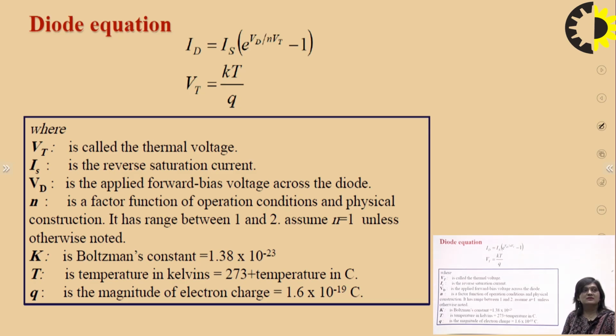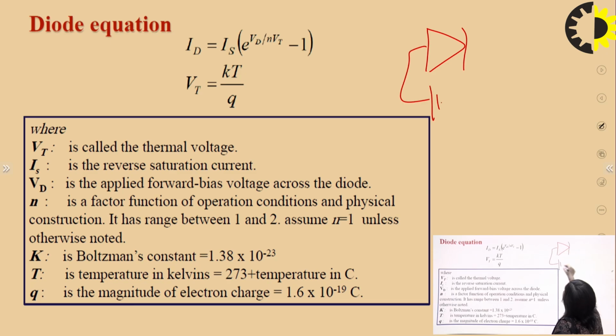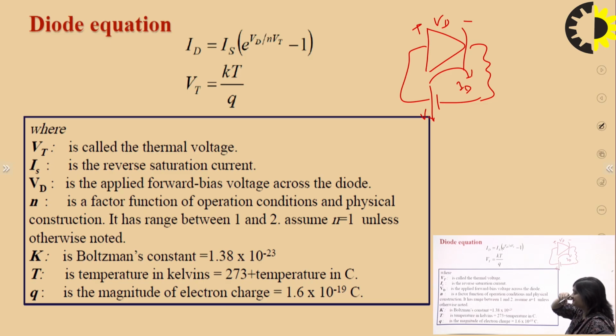So this is the net current diode equation, that is Id = Is (e^(Vd/ηVt) − 1). Like this is the diode, and we have applied a supply across this diode, and due to this supply Vs, a voltage is developed across the diode, that is called Vd, and the current flowing through this diode is called Id.